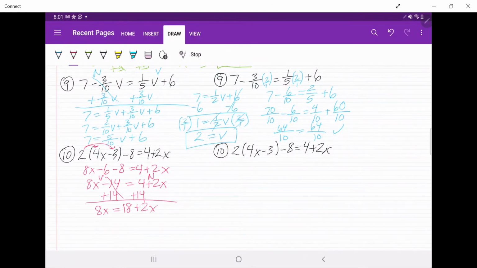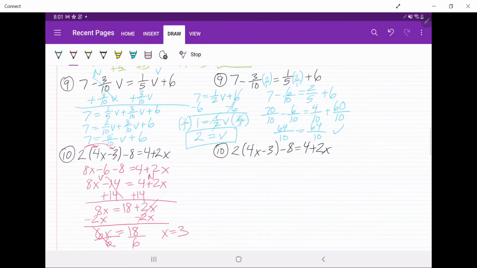On the right side, we only want numbers, so we'll need to remove the positive 2x, and we do that by subtracting 2x on both sides. And now we have 6x, 8x minus 2x is 6x, equals 18. Now we want to isolate x, so 6 times x, the inverse of that is divide by 6 on both sides. And we're left with x equals 3.